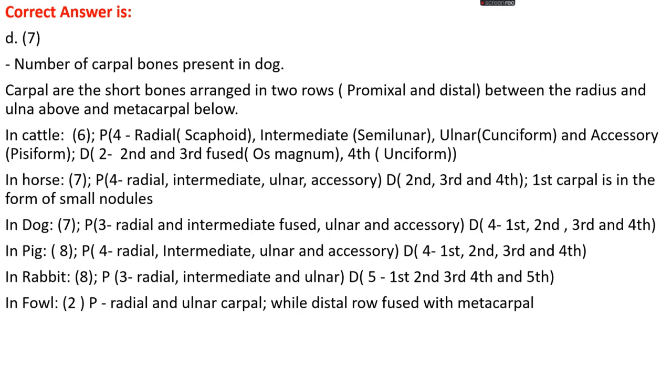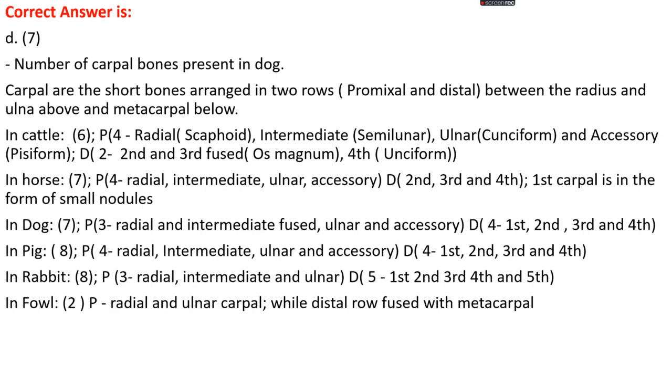The proximal row includes the radial, known as scaphoid, the intermediate, semilunar, the ulnar, cuneiform, and the accessory, that is pisiform carpal bone. The distal row includes the fused second and third, known as os magnum, and the fourth, unciform carpal bone. In the case of the horse, the total number of carpal bones is 7, and also in the dog, the total number of carpal bones is 7.